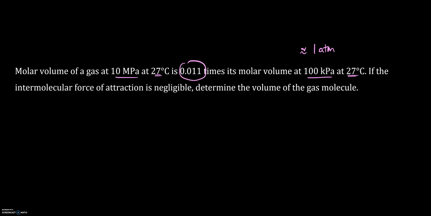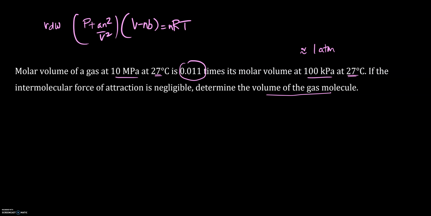We need to find out the volume of the individual gas molecule. Now, the fact that it's talking about the volume of the individual gas molecule means that we're talking about the van der Waals equation of state, which is this expression right here. The reason I said this is because the ideal gas law assumes that the gas molecules don't have any volume. If you're talking about the volume of a gas, this is the equation we need to use right here. It also says that the intermolecular force of attraction is zero.